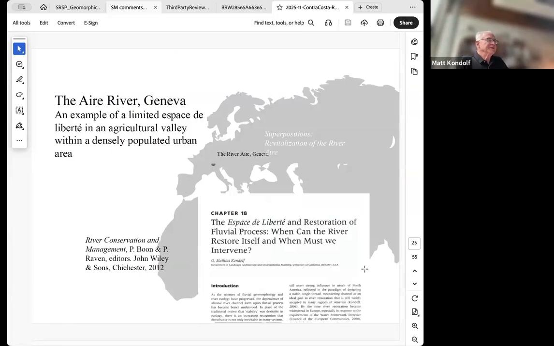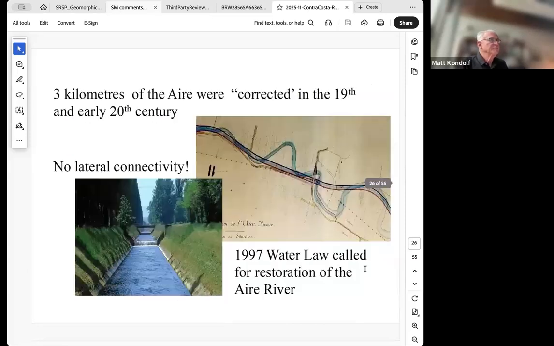Another river in a dense urban area is the Air River in Geneva. I think it's a great example of what we could call a limited espace de liberté. It's right around the Air. It's designated as an agricultural zone, but this is like a little island within this urban area. So there's tremendous pressure on this site. In the late 19th and early 20th century, 3 kilometers of the Air were corrected. That was the term, rectification. So it was a meandering channel and it was turned into a nice straight one.